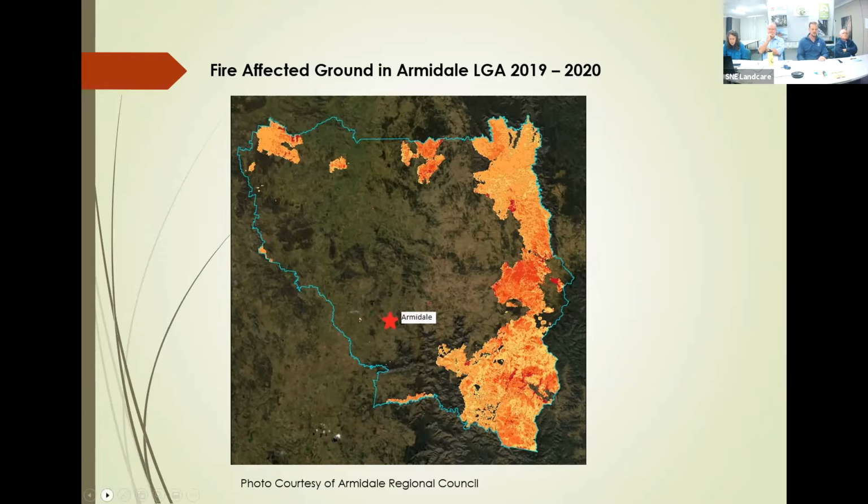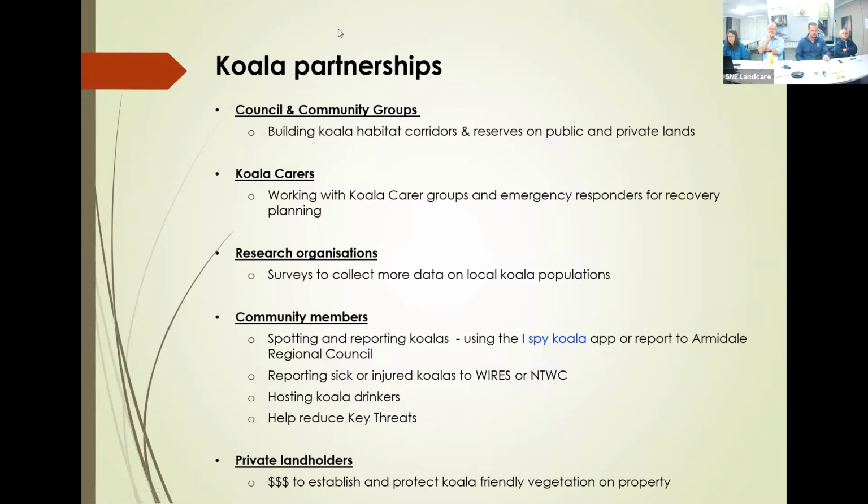Moving to slide 7, which brings us to the question, through the project, what can we do? In 2020, the Northern Tablelands Koala Partnership Project has initiated working partnerships with council and community groups, community carers, research organisations, community members, and private landholders.